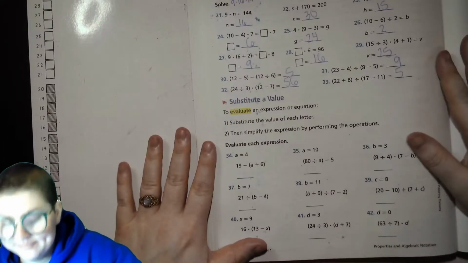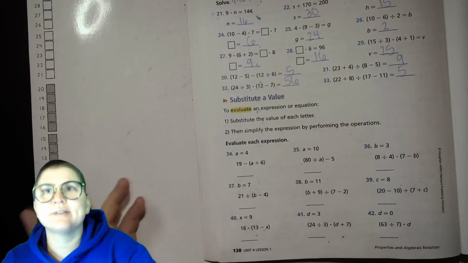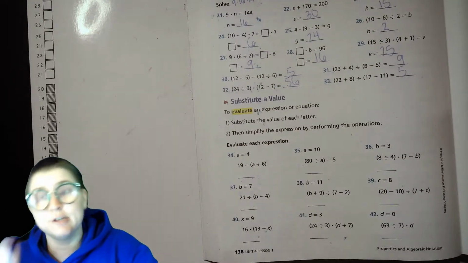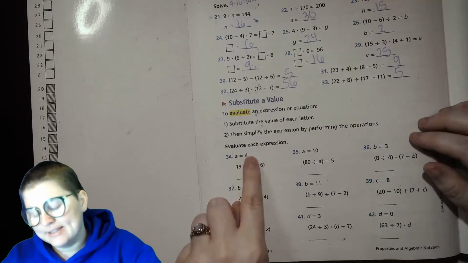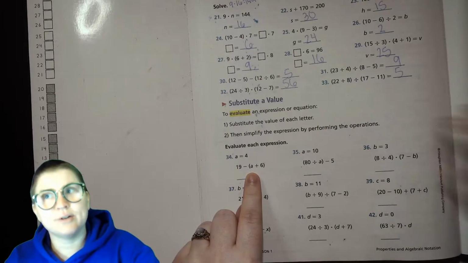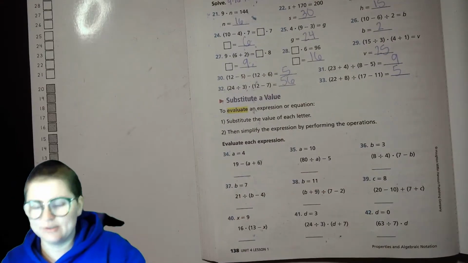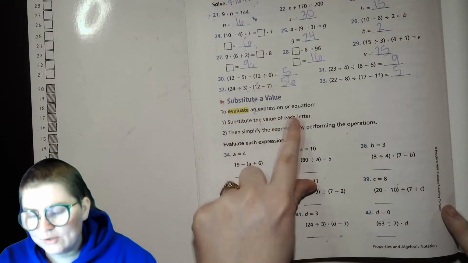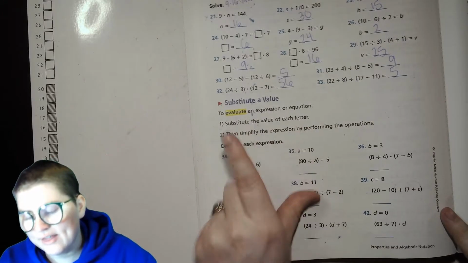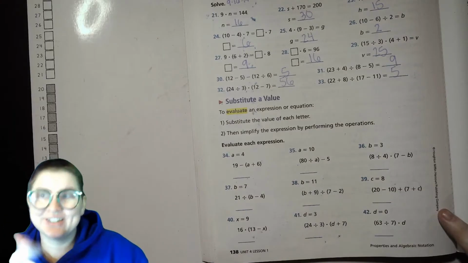Okay. Now, what we're going to do here in this section is kind of similar, except we're going to be plugging in, or the fancy word is substitute, a value. But basically, in this sentence, we know that A is the same as 4. So when we see A, we're going to think 4, and we're going to put 4 in there, and then we're going to solve it. That's all we're doing. So we're to evaluate an expression or equation, substitute the value of each letter, then simplify the expression by performing the operations. Plug and chug. That's what they say.